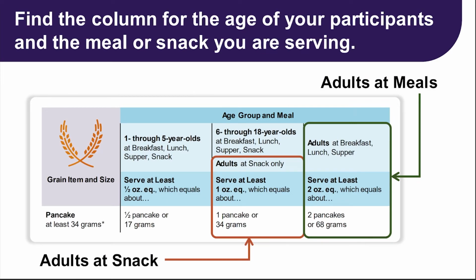Very quickly, I just wanted to point out that adults have different requirements for grain amounts at snack versus meals. If you want to serve grains at snack to adult participants, you need to serve at least 1 ounce equal of grain. So you would look at the middle column of the chart. If you want to serve grains at breakfast, lunch, or supper to adult participants, you need to serve at least 2 ounce equivalents of grains. So you would look at the column on the right side of the chart. This is different from the other age groups, where the minimum amount of grains required is the same for meals as it is for snacks.